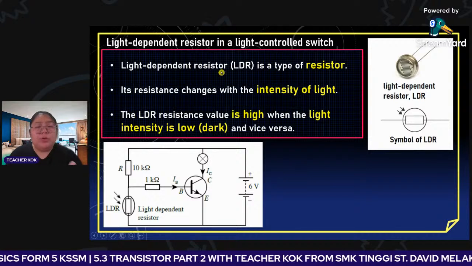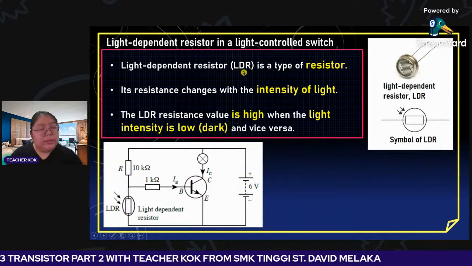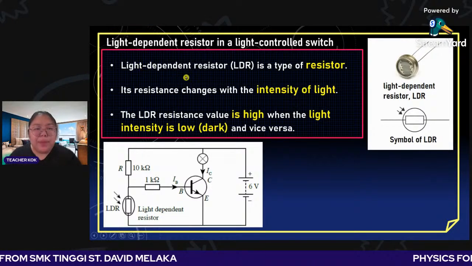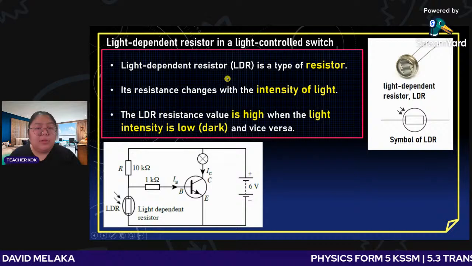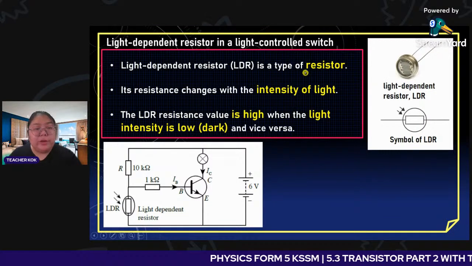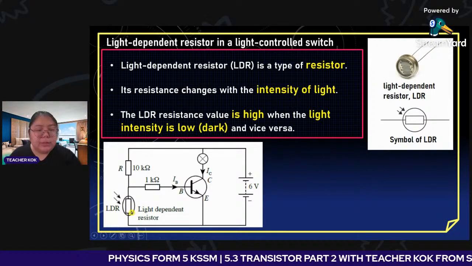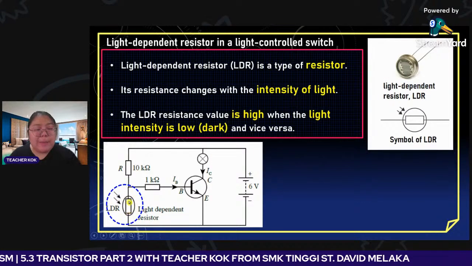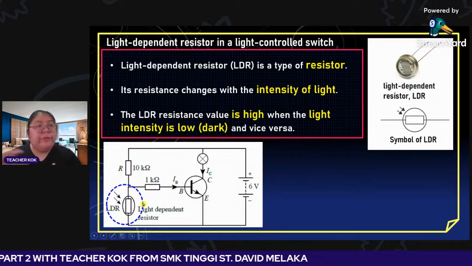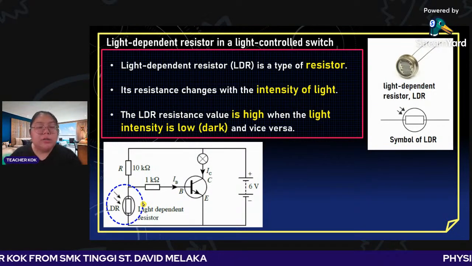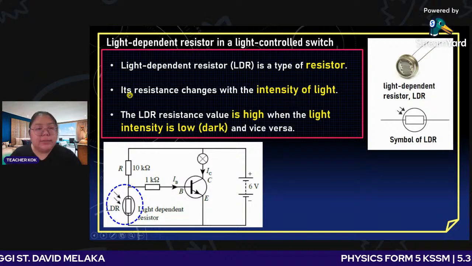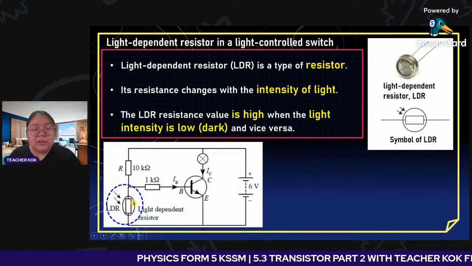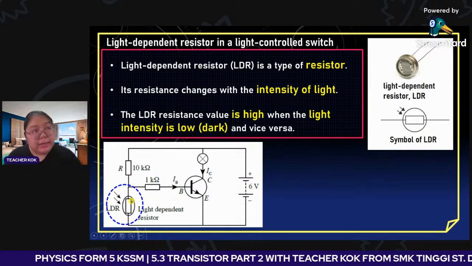Okay, first one, we need to know the characteristic of the LDR first. So this one we call a light dependent resistor. Okay, LDR. That's a type of resistor. So you can see here, this is the LDR symbol. Where I put the LDR, I put at the base. When you put it in a different location, you get a different result. So its resistance changes with the intensity of the light.